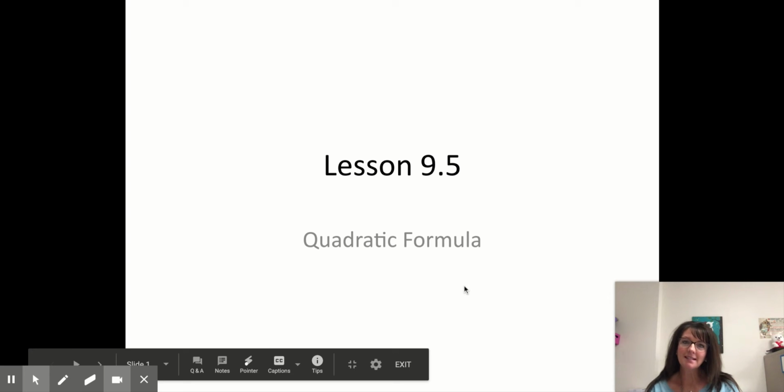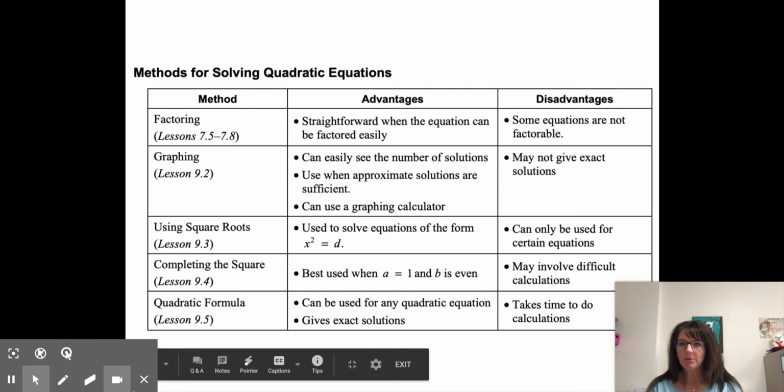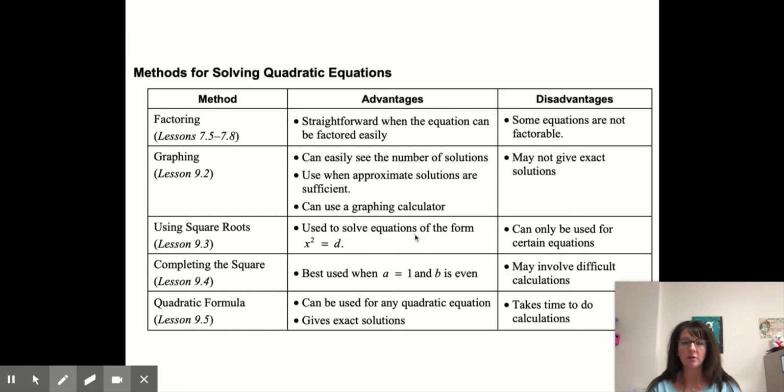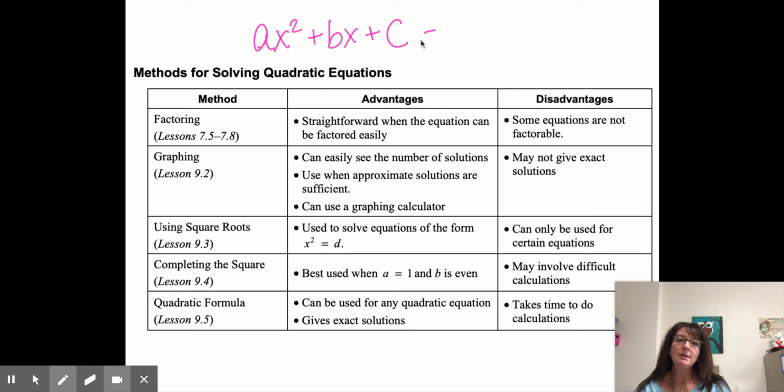Okay, here we are in lesson 9.5, using the quadratic formula. A couple of things that we've done: we've been solving quadratics for a while, ever since we started learning about polynomials and trinomials way back in chapter 7. Here's the standard form, ax squared plus bx plus c. That's our function. When we make this equation equal to 0, we've been solving for x for quite some time.